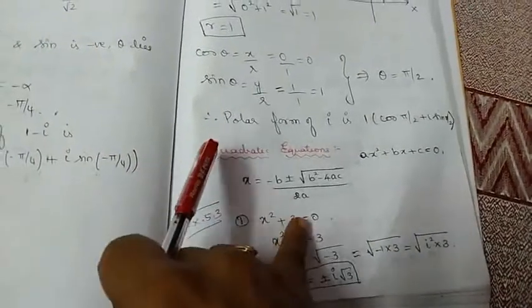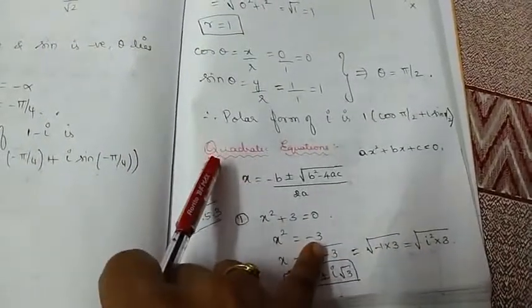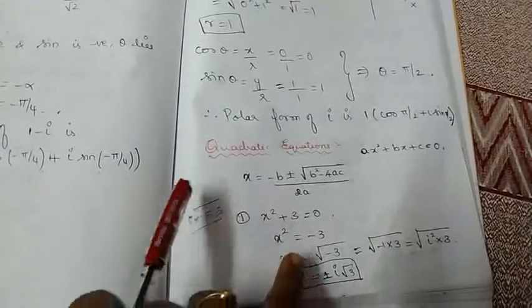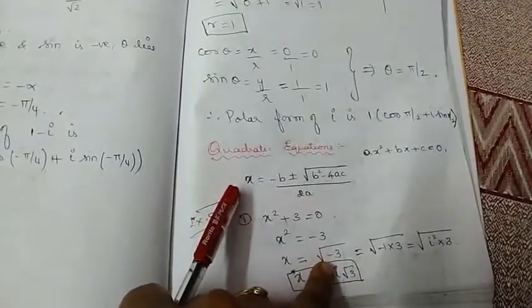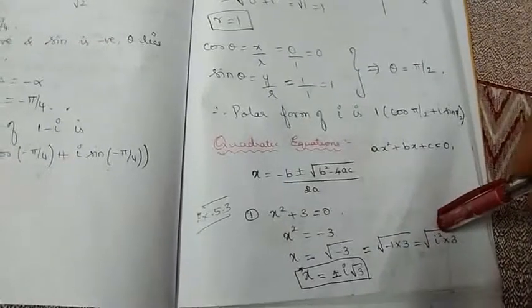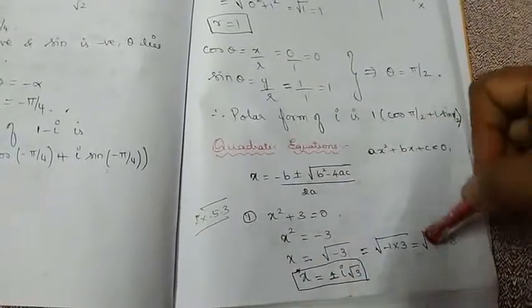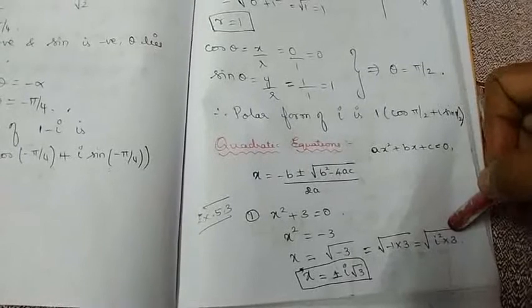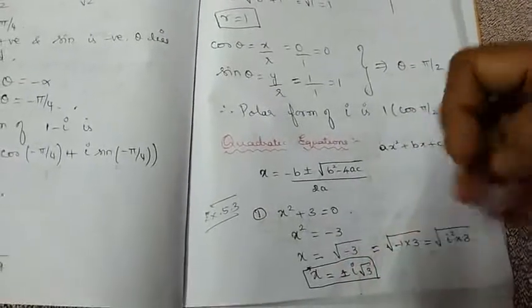So x square plus 3 equal to 0. So x square is going to be minus 3. So x is square root of minus 3. So minus 1 can be written as i square. Right. So x is square root of i square times 3. If you take it out, it is going to be i. So plus or minus i root 3 is the solution of this equation.